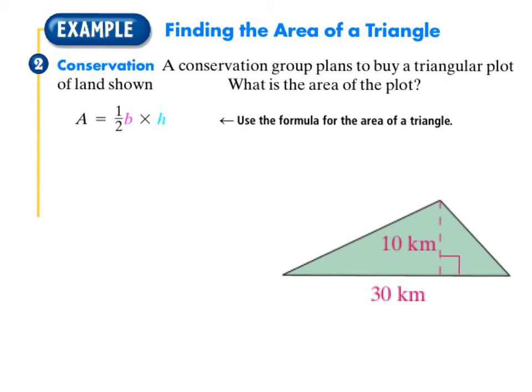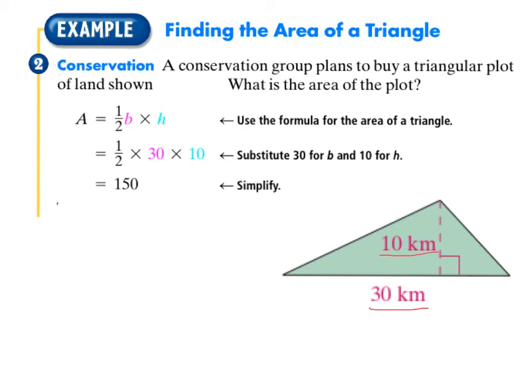So we're going to replace the B with 30 because our base is marked as 30 kilometers, and replace the H with 10 because our height is marked as 10 kilometers. So that would look like half times 30 times 10. So half of 30 is 15, and 15 times 10 is 150. So the area of our triangular plot is 150 square kilometers. Just like with parallelograms or any area, your answer is always going to be whatever the measurement is squared.